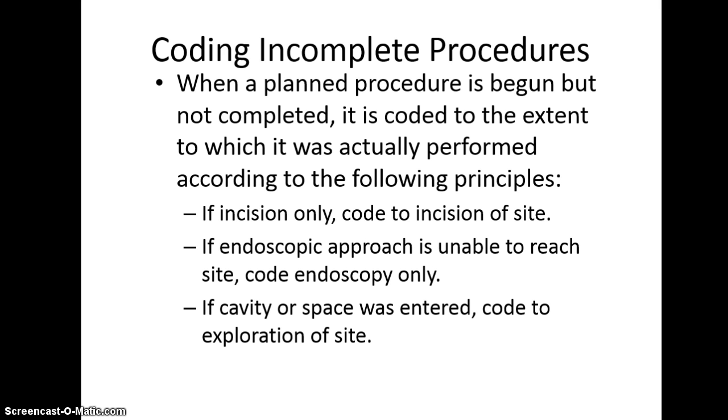If a procedure has been started but it is not complete, we're going to want to code it to the extent to which it was performed. So think about what was done. You're going to want to review the op report. If an incision only is made, you're going to code that incision. If they applied and used an endoscope for an approach, but are unable to reach the surgical site, you're going to code the endoscopy only. If a space or cavity was entered, you're going to want to code exploration of the site. So it's very important to read the extent or the details within the op report.